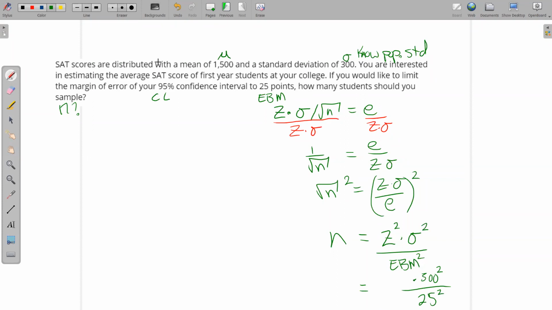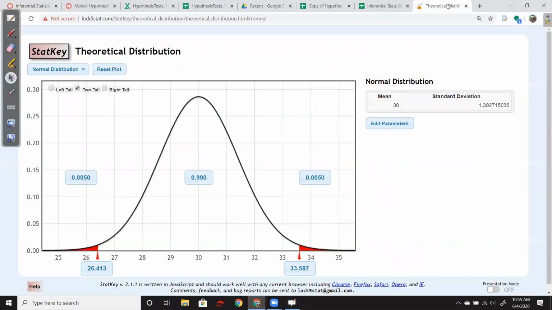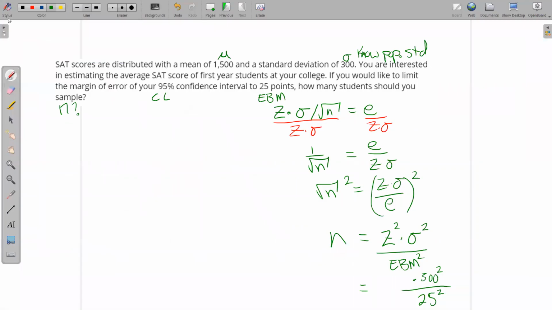The z-score, let's whip that out in StatKey for 95% confidence interval. Let's reset. Z-scores have a mean of 0 and a standard deviation of 1. So that's the default page you get to there. And then just set your confidence level 95%. So it says the z-score should be about 1.96. So this z should be about 1.96. And then we got to square it, right?